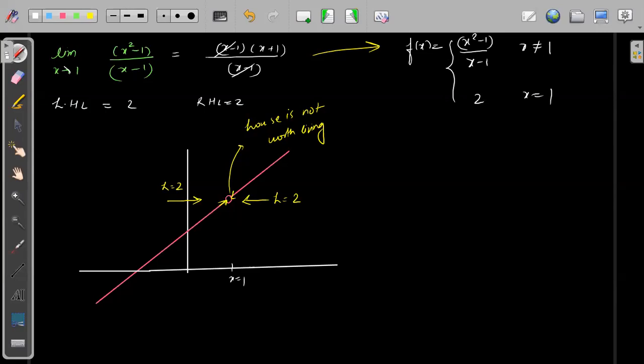Now what does this function become? When x is not equal to 1, this function is a straight line. When x is equal to 1, I'm filling the function here. So now this function becomes continuous. At this point, we have filled whatever gap there was, with 2. So now this function becomes continuous. I hope now it is clear.